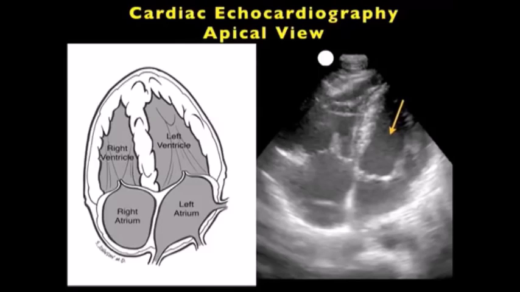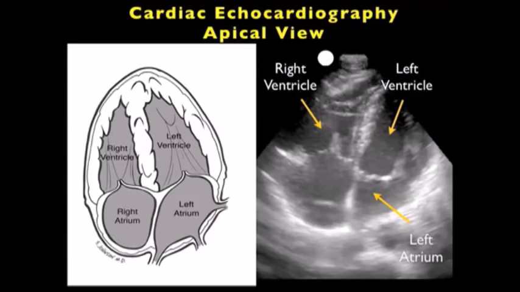We see here a pictorial to the left and an ultrasound image to the right. As we're imaging from the apical view of the heart, we're closest to the ventricles, and in this image we see the left ventricle to the right of the screen and the right ventricle adjacent. The atria from the apical view of the heart will be further away, thus posterior to the ventricles. And we see here the left atrium just below the left ventricle and the right atrium below the right ventricle.